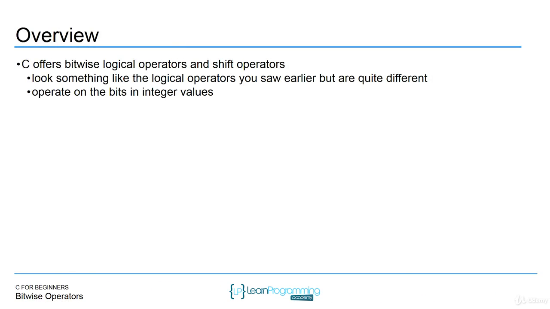So C offers bitwise logical operators and shift operators. Those terms might leave you completely clueless. They look like logical operators, but they're quite different. They don't do any kind of Boolean evaluations. They don't evaluate to true or false. They kind of look like the ampersand and the two bars, but they're not doing any kind of Boolean evaluation. What they're doing is operating on bits inside integer values.